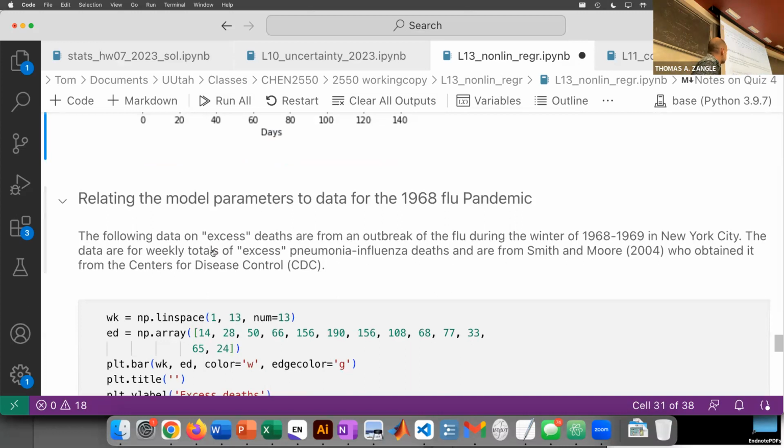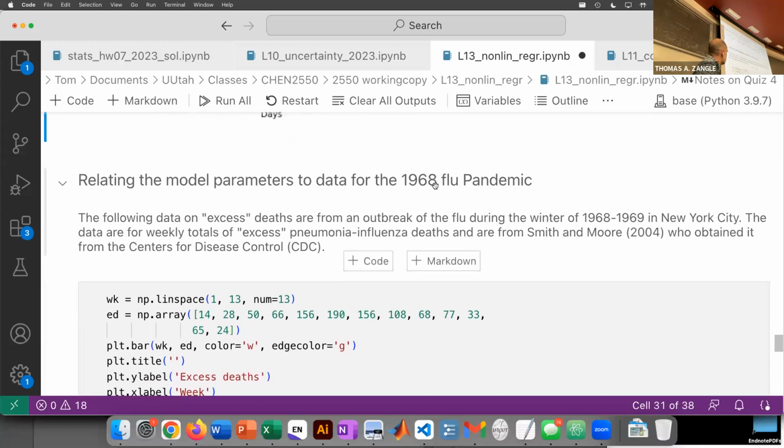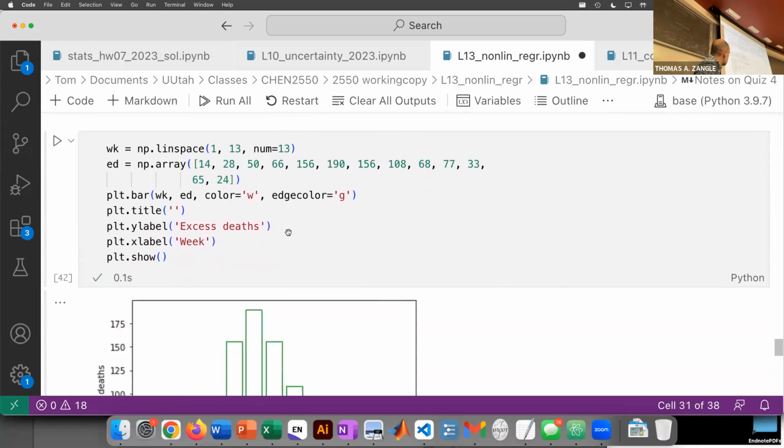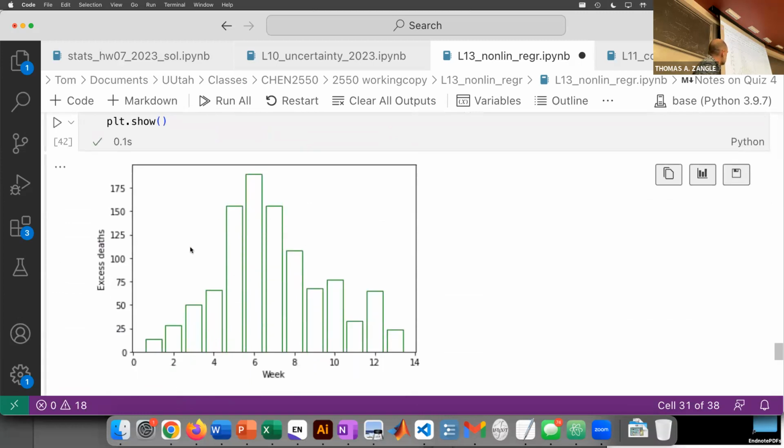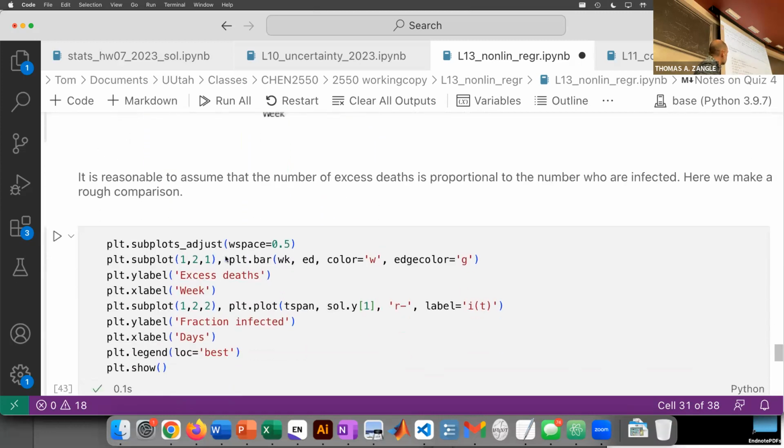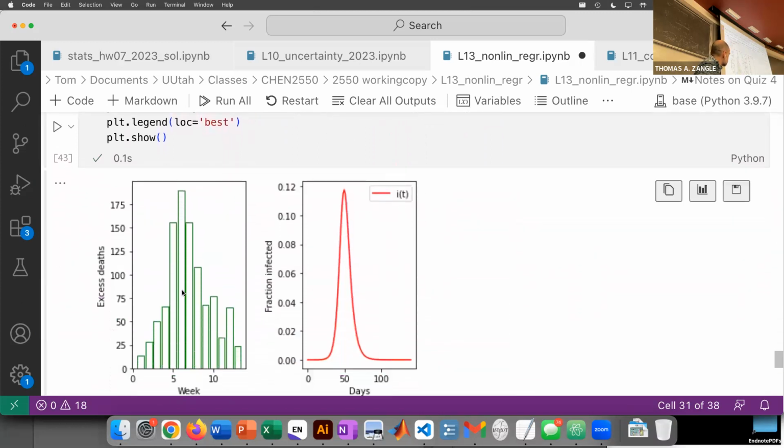We could use this to compare to some data. So in this case, we're comparing it to data for a flu pandemic in New York City, where this is the number of excess deaths that occurred within the city. We would expect that to be proportional to the number that were infected. In this example, we're just going to look at the fact that the plot has roughly the same shape and peak time as what we would expect based on those parameter values.